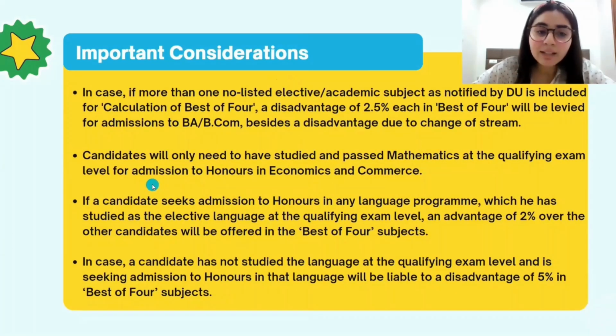The next point, candidate will need to have studied and passed mathematics at the qualifying level for admission to honors in economics and commerce. So if you are seeking admission in economics honors or BCom honors, then you should have studied and passed mathematics in your +2.